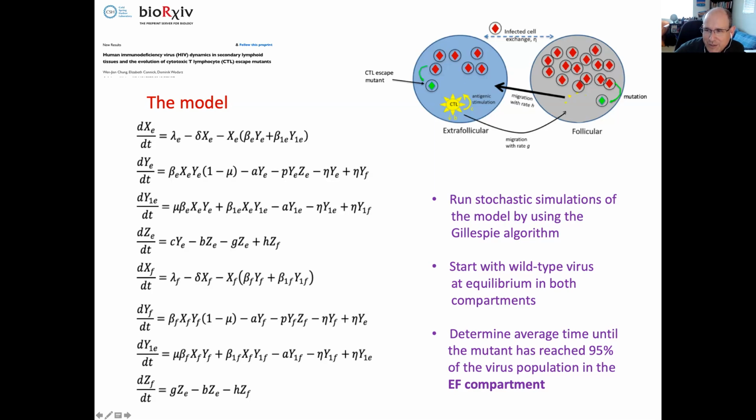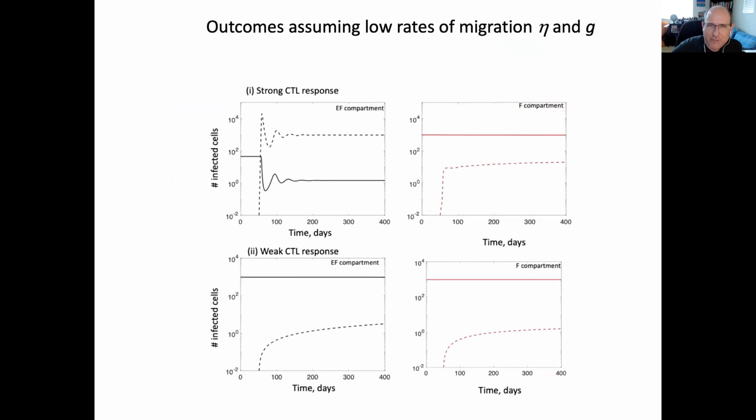The reason we don't go to full fixation is that it never fully fixates, because there's always the wild type in the follicular compartment that can migrate into there, and so they will always coexist. But the mutant can rise to dominance, so we use 95%. This is what I'm showing here, the outcomes that you can observe. Left is the extrafollicular compartment, right is the follicular compartment, strong CTL response on top, weak CTL response on the bottom. With a strong CTL response in the EF compartment, the mutant, in dashed line, will come up and dominate. In the F compartment, it will never do so because it doesn't have an advantage there, since there's no CTL. If there's a weak CTL response, it will not dominate in either compartment. So that's the rationale for using 95%.